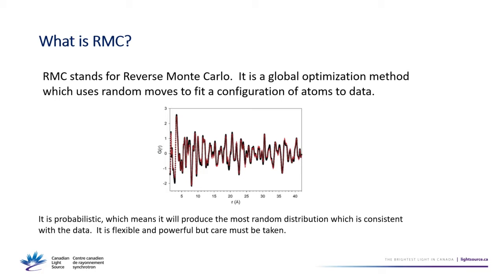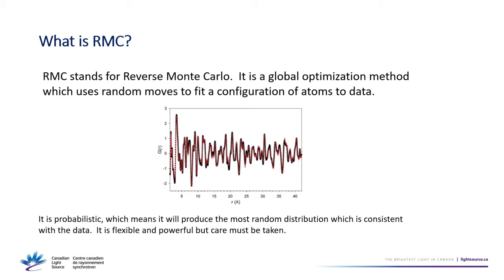So RMC stands for Reverse Monte Carlo. It's a global optimization method that uses random moves to fit a configuration of atoms to data. So you have a large box, and you're randomly moving the atoms around, and you're selecting certain ones to fit. And it's a very random process. An important thing to keep in mind with this method is that it's going to produce the most random distribution that is still consistent with the data.